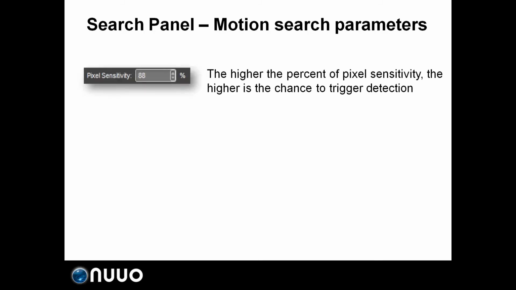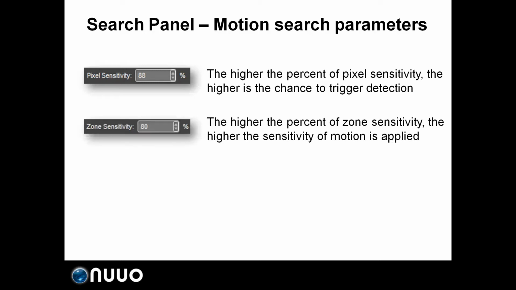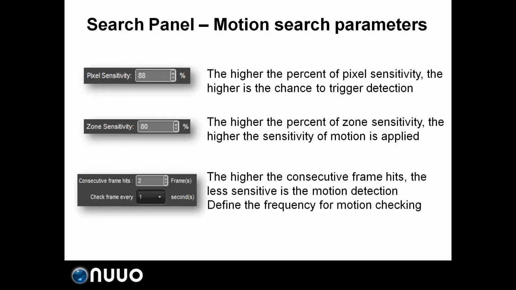The higher the percent of pixel sensitivity, the higher the chance to trigger detection. So for dark and small places, it is recommended to use a higher sensitivity for your search. The higher the percent of zone sensitivity, the higher the sensitivity of motion detection is. And the higher the consecutive frame hits, the less sensitive is the motion detection. You can also define the frequency Titan checks for motion.